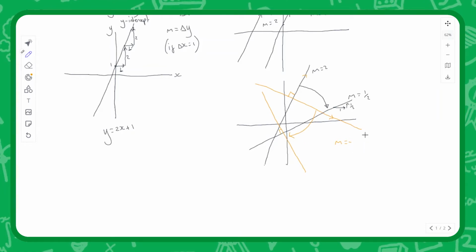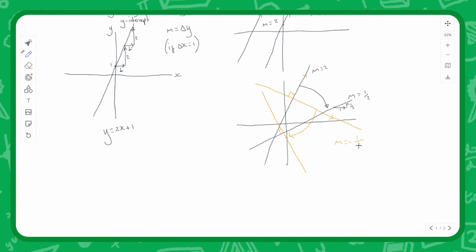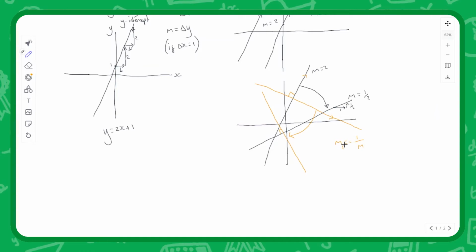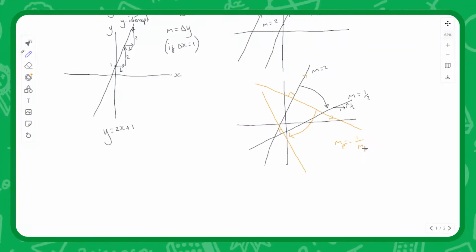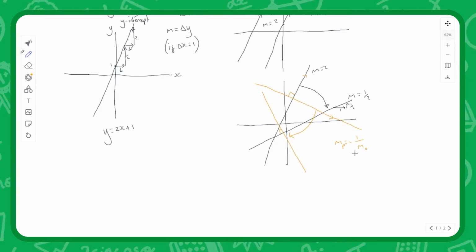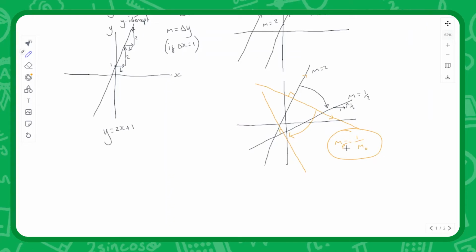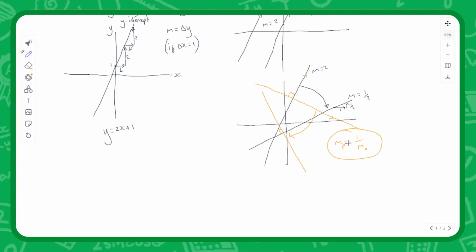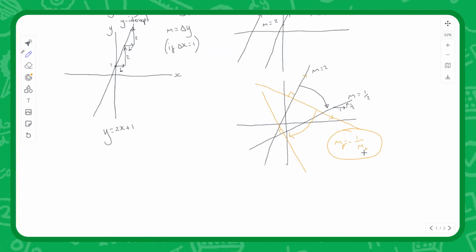Well, the way that we represent that mathematically is we do 1 over the original gradient. And I'm actually going to label the new gradient of the perpendicular line MP, so we don't get confused. These are two separate M's. This is my original, I can call this MO. And this is MP. And so what we find is our new gradient of our perpendicular line is always going to be equal to the negative reciprocal, so minus 1 over the original gradient.